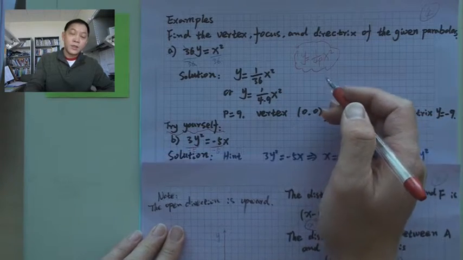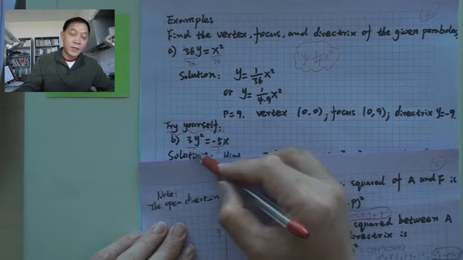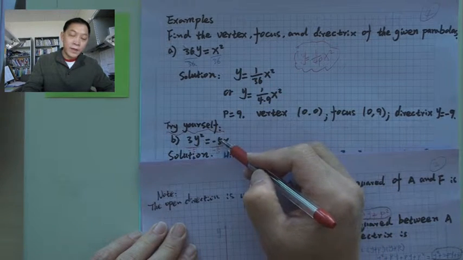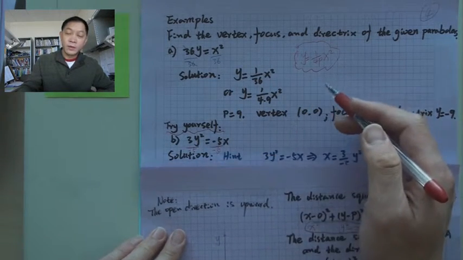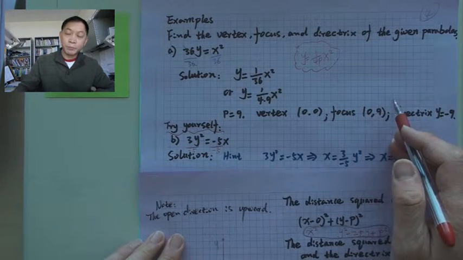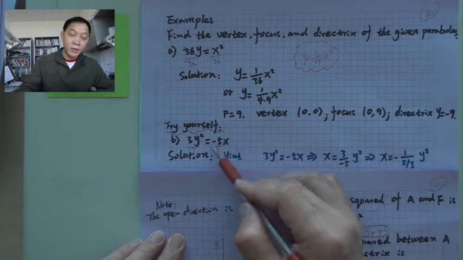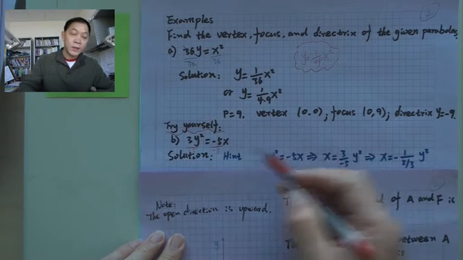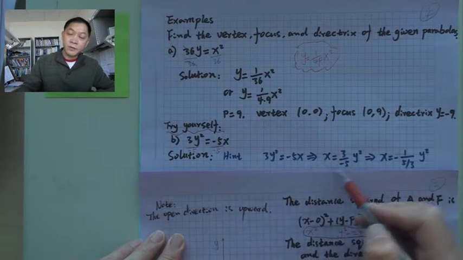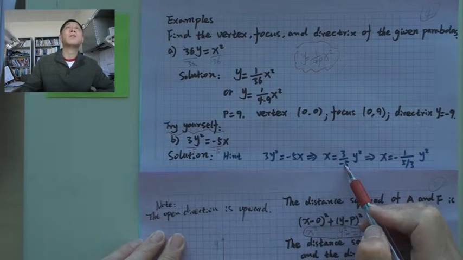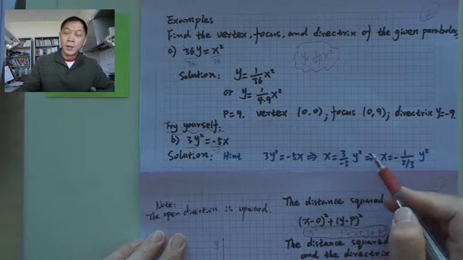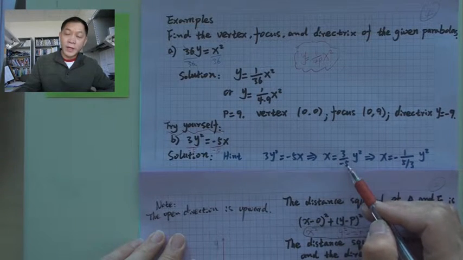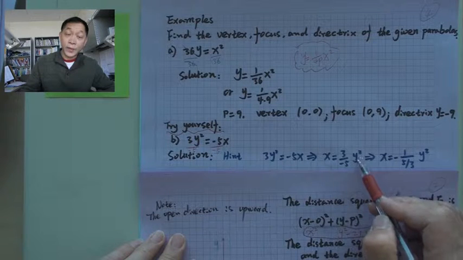That means what you want to do is divide both sides by -5. Then you cancel -5 and +5. So then you have x standing alone. Okay. So you then have x equals 3 over -5 times y squared. And then x stands alone.